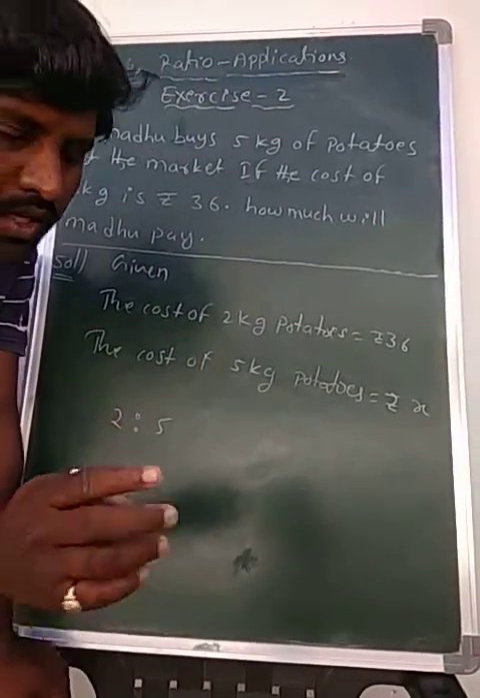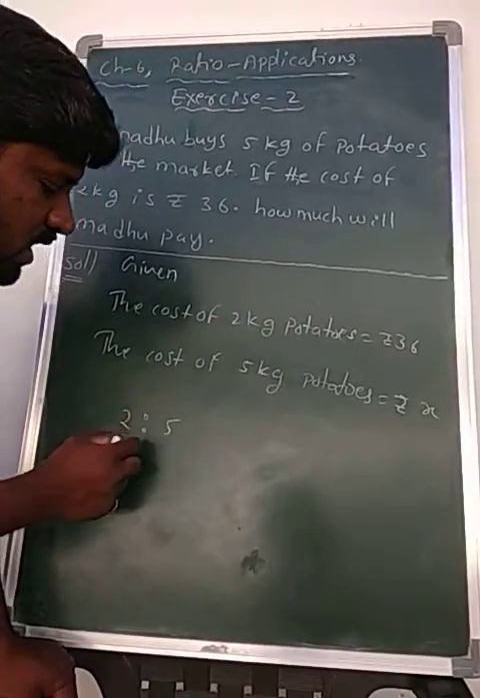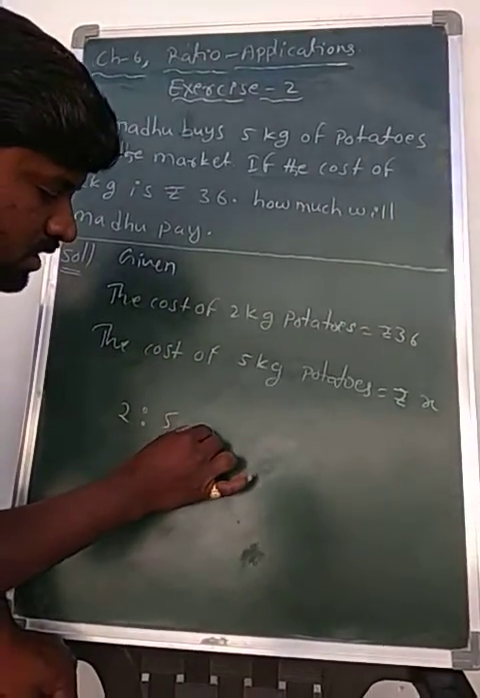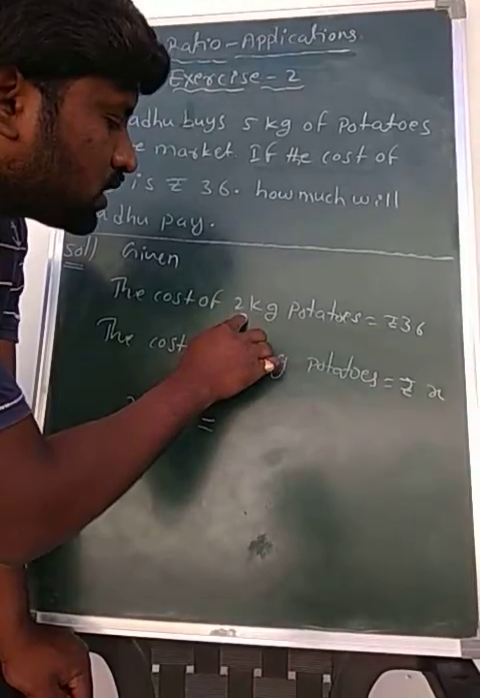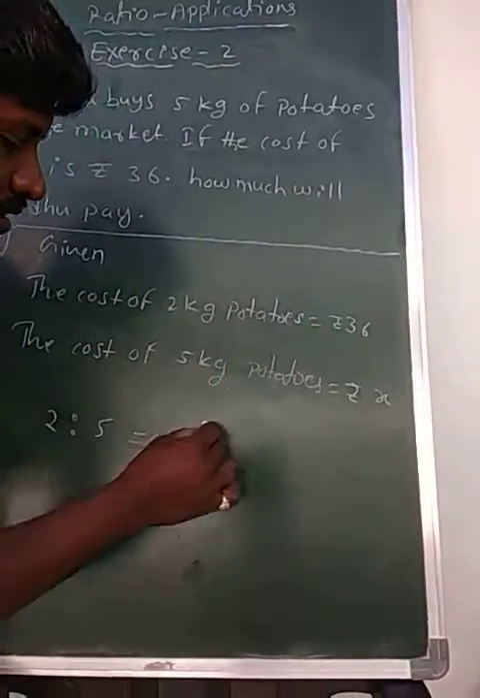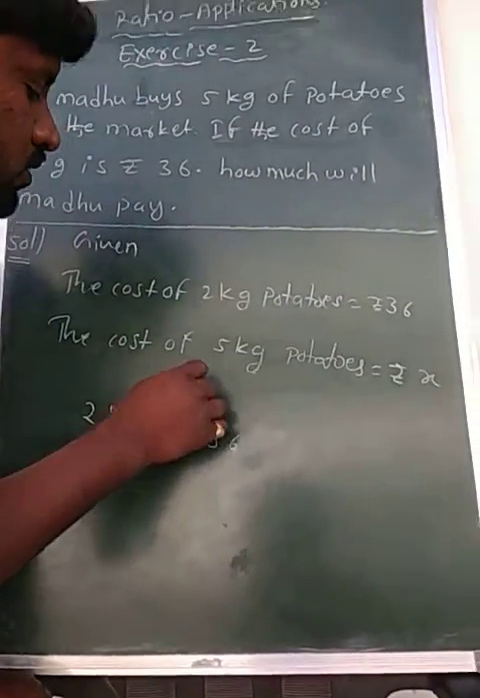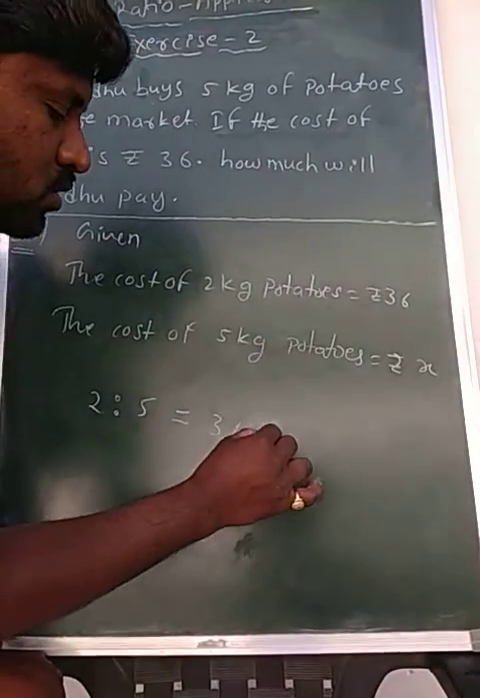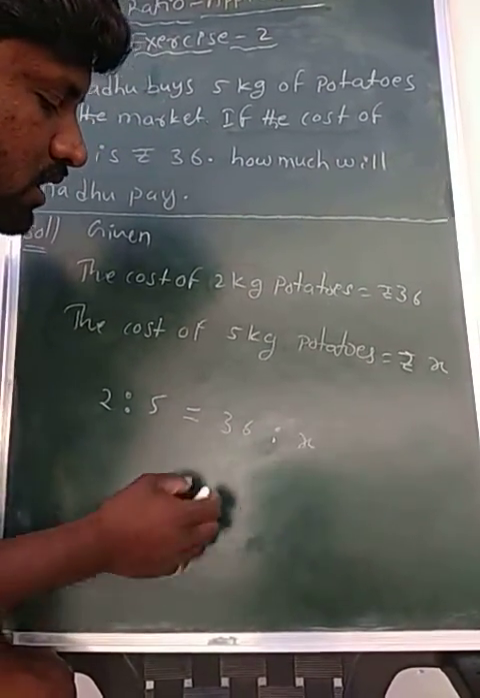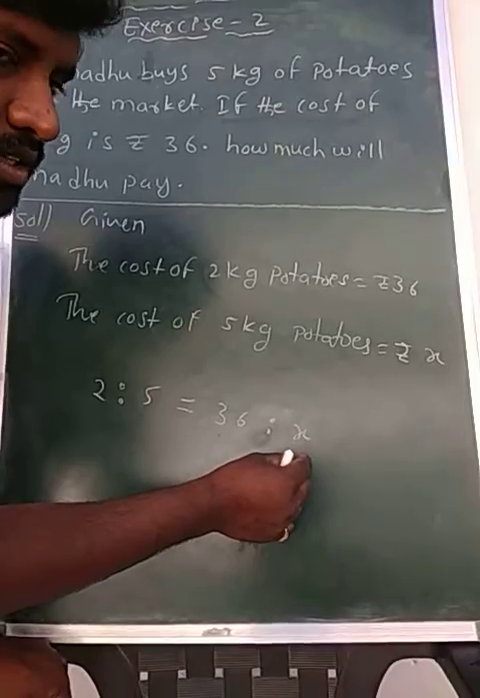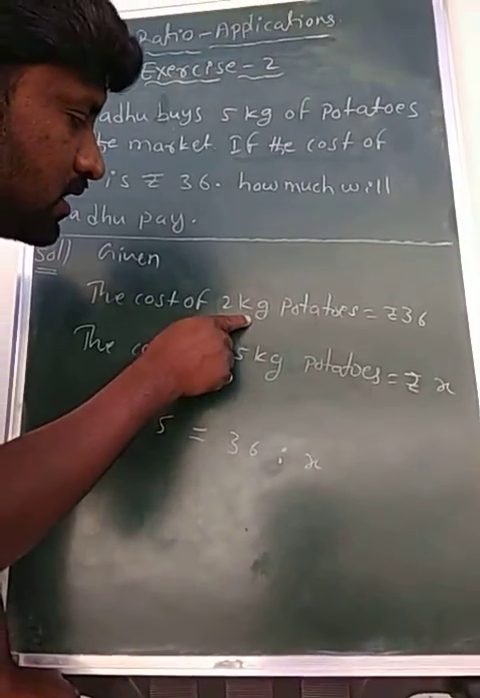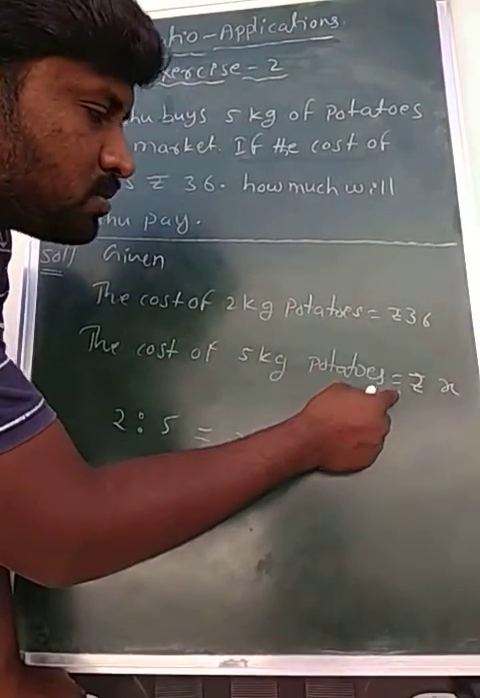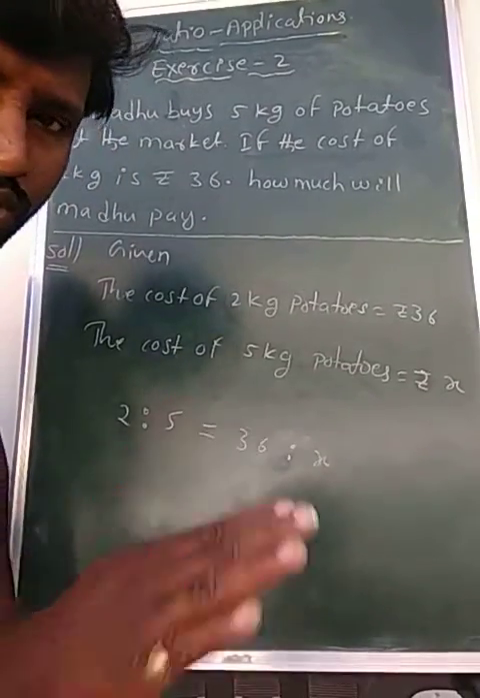of units. So this 2 kg, 5 kg I am writing as 2:5 is equal to, here 2 kg potatoes cost 36, and 5 kg potatoes cost x rupees. So that's why I am writing 36 is to x. Why am I not writing kgs and rupees? Because a ratio has no units.